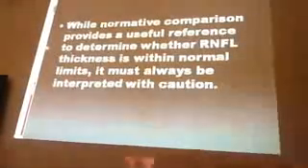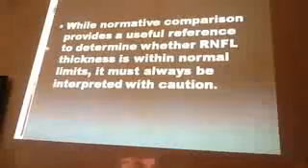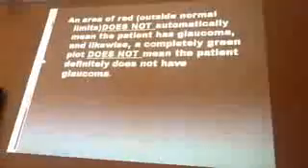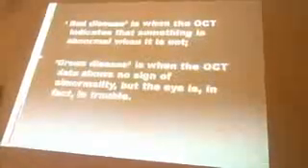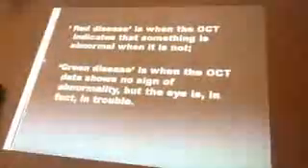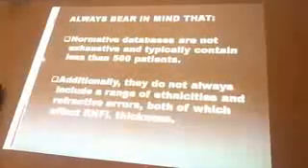Now, while the normative comparison provides a useful reference to determine whether retinal nerve fiber layer thickness is within normal limits, it must always be interpreted with caution. An area of red outside normal limits does not automatically mean the patient has glaucoma. And likewise, a completely green plot does not mean the patient definitely does not have glaucoma. Red disease is when the OCT decays, we've defined that.